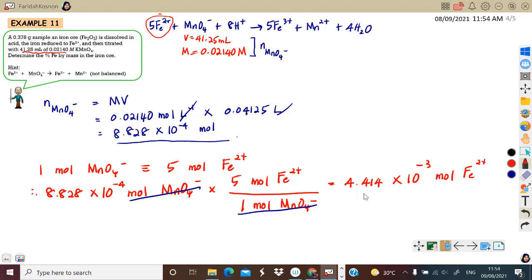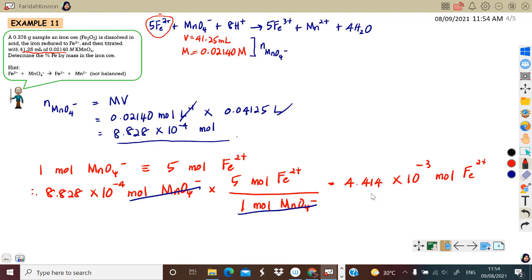Okay, kenapa kita guna iron 2+, kita tak guna iron 3+? Sebab dalam conical flask tu tadi, kalau you tengok gambar rajah tu yang saya lukis, kita lakukan redox titration between permanganate ion and iron 2+. Okay, so now, we are going to determine the percentage of iron in the sample.